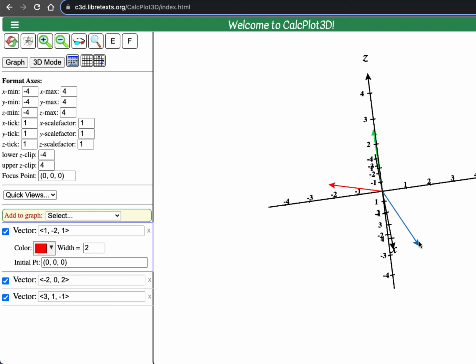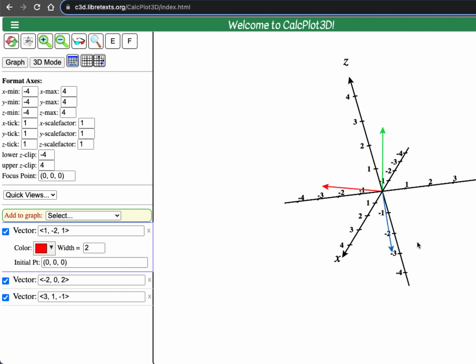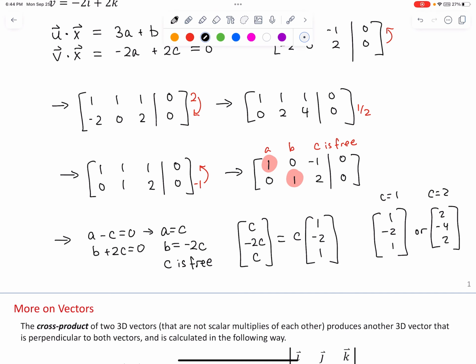And now that we have an answer, we found a vector that's perpendicular to both the green and the blue vectors, it makes sense that any multiple of this red vector, so make it a little bit longer or a little bit shorter, or even reverse its direction and have it go this way, would produce a whole collection of possible vectors that are going to be perpendicular to the green and blue.